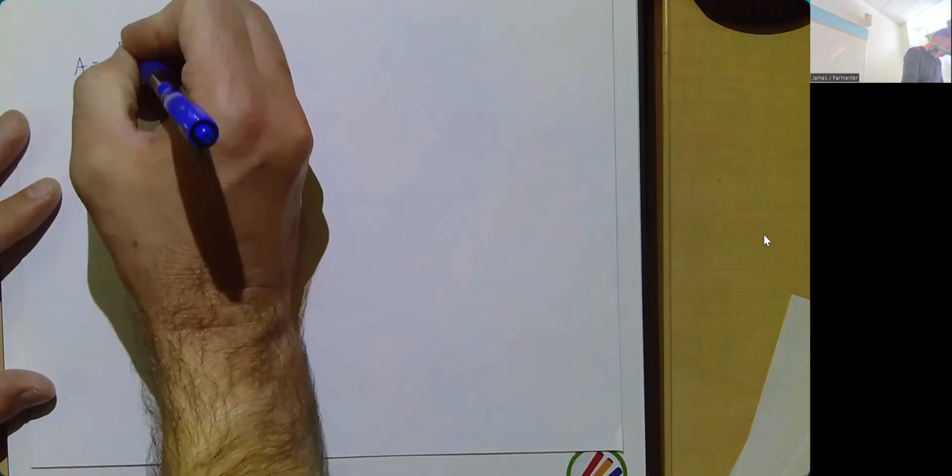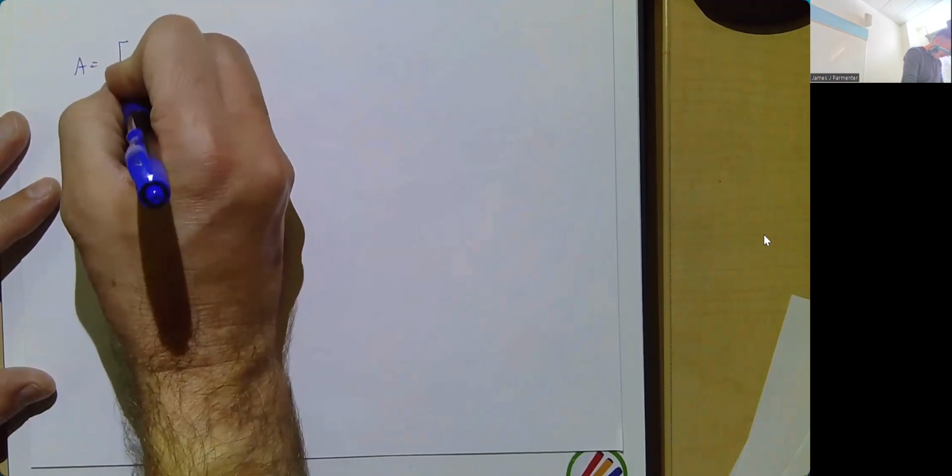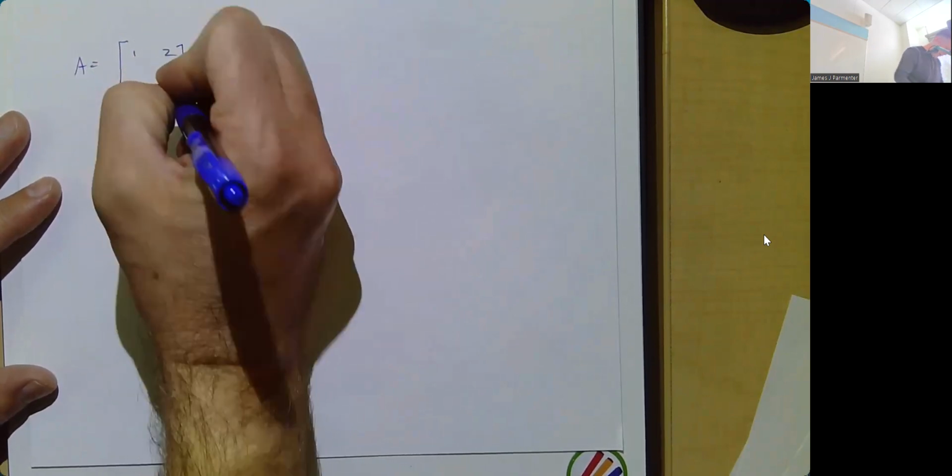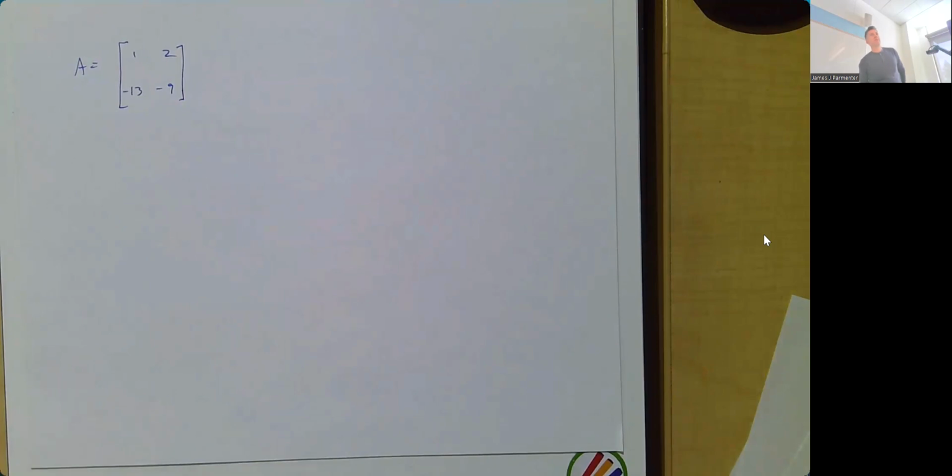Let's say our last one here is 1, 2, negative 13, negative 9. All right, do this one as well. Classify that equilibrium. Sorry, when I say that equilibrium, I mean obviously the origin, because the origin is the equilibrium of the system. Classify it.